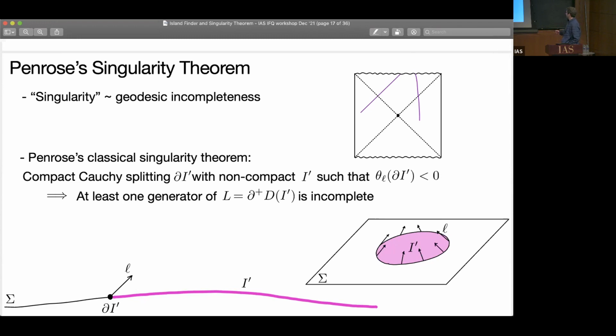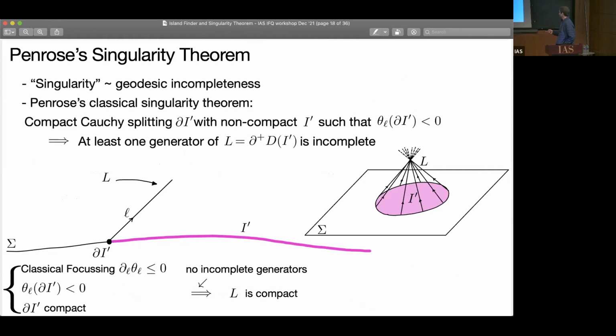Now, I've shown two pictures of Σ′ here. Because of drawing purposes, I've shown Σ′ looking like a compact region, but you should imagine that Σ′ is not compact in this picture. Then the statement is that at least one generator of L, the future boundary of the domain of dependence of Σ′, is incomplete. So here I've shown L in these two pictures.